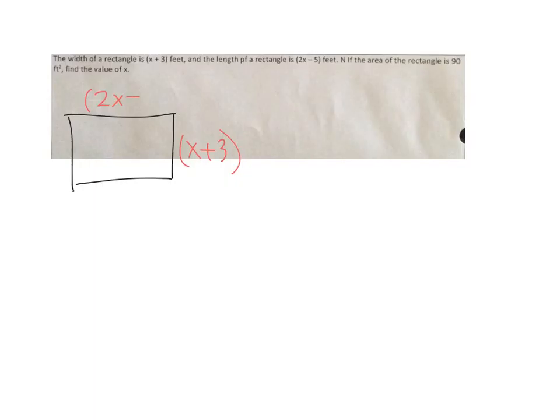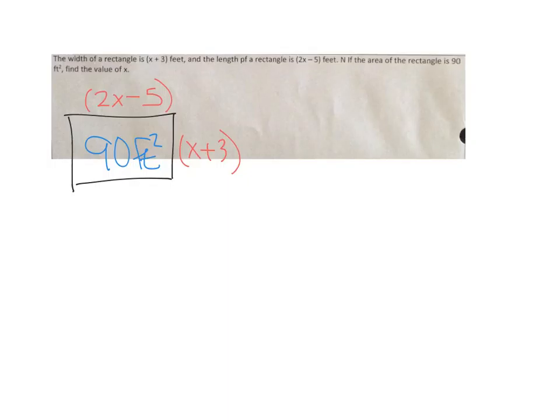Subtract 5. Oh, wait, what problem are we on? We're doing the review. We're on the review right now. Yep, we're on the last one of the review, and then I'm going to move to the modeling page. And the area is 90 feet squared. So I'm doing the ones that are most similar to what you'll see next class.